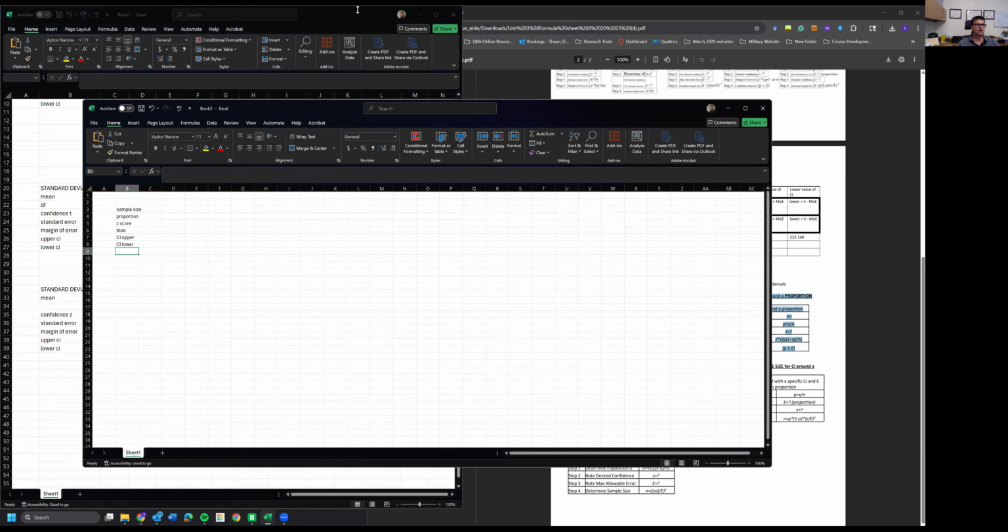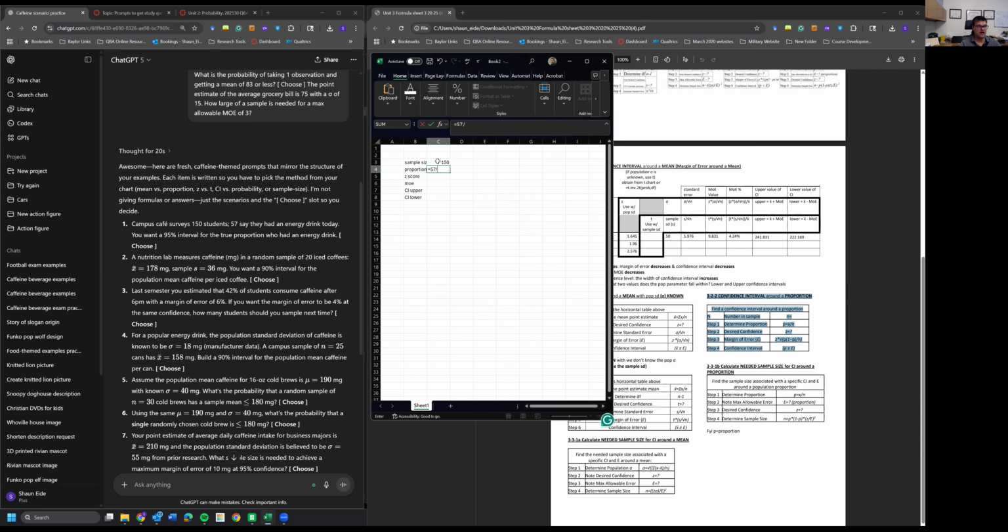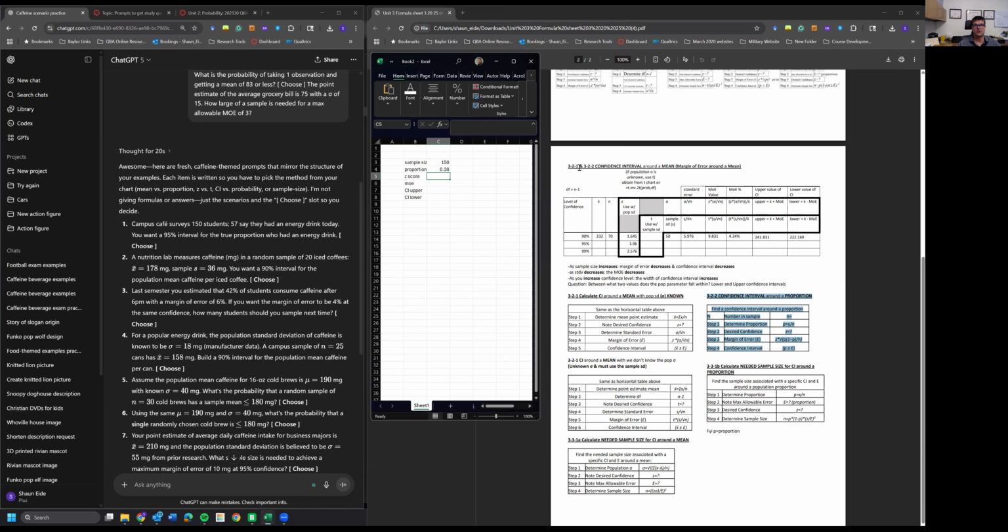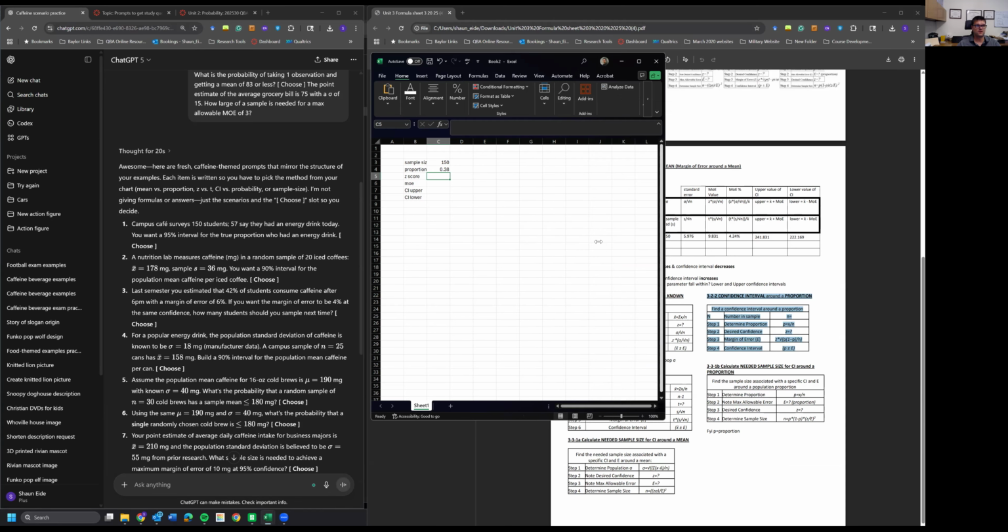Okay, so it says 150 students, so sample size is 150, and then the proportion is going to be equals 57 divided by 150. So that is the proportion. And then I want a 95% confidence interval around that. For 95%, you can notice, which I do have right here in the formula sheet for 90, 95, 99, it's going to be 1.96 for 95%. So 1.96. And then margin of error.